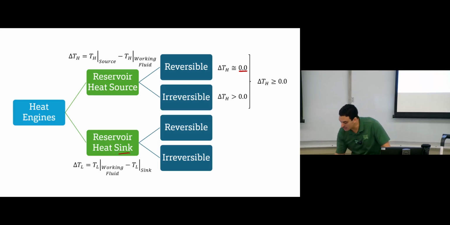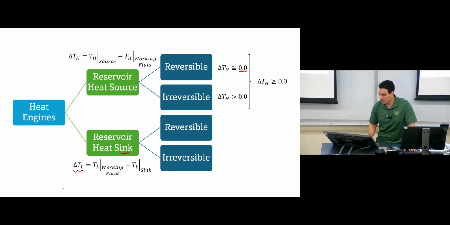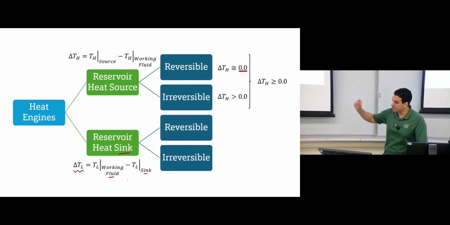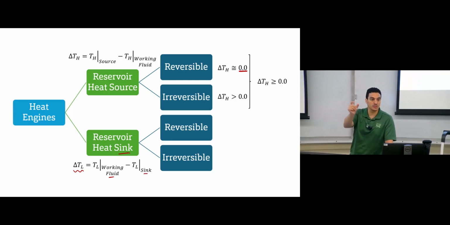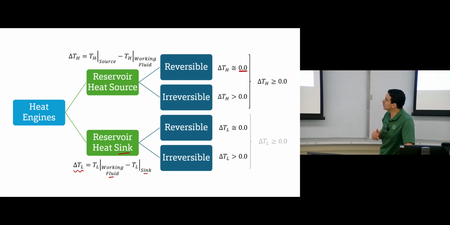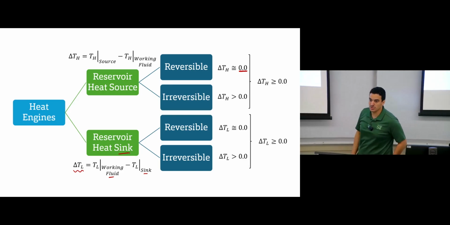Same thing for the heat sink. For the heat sink, the temperature difference is the temperature of the working fluid minus the temperature of the sink. If the process is reversible, will the delta T be small or large? Small. In any reversible process, the driving force is small, close to zero. So if you have the reversible process, this temperature difference will be small. For a large or irreversible process, delta T is more than zero. So for the heat sink, delta T is also greater than or equal to zero.